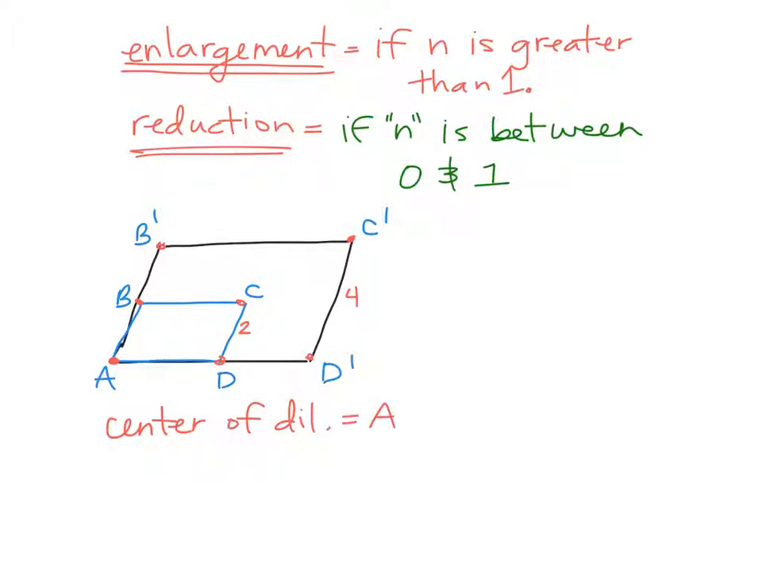Okay. What is my pre-image and what is my image? What figure did we start with? The smaller one, right? The ABCD. So my image is A, B prime, C prime, D prime. Okay? Is that an enlargement or a reduction? Enlargement. We started small and we got bigger. Okay? So that is an enlargement.